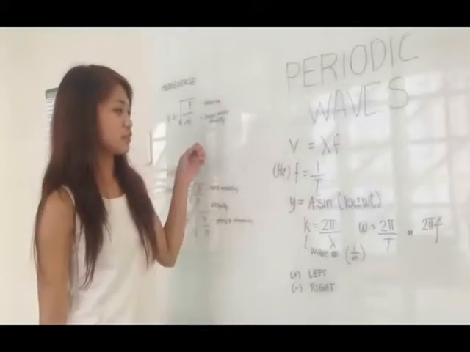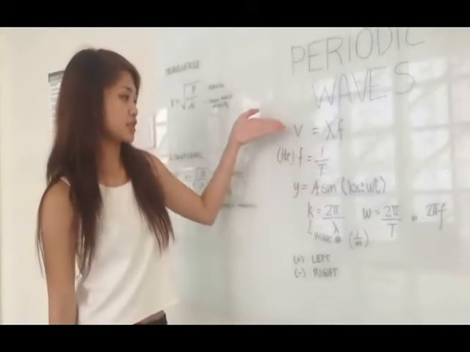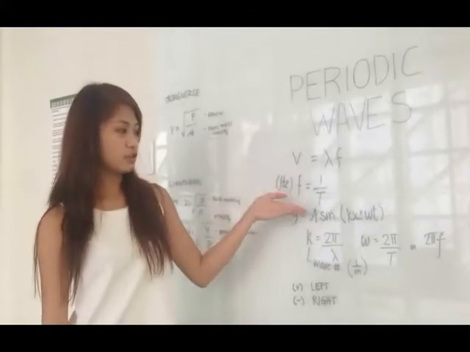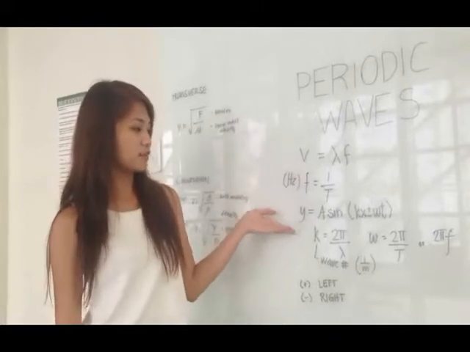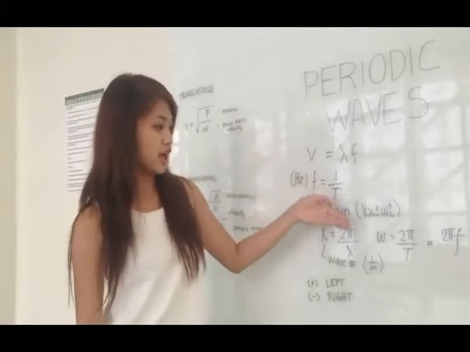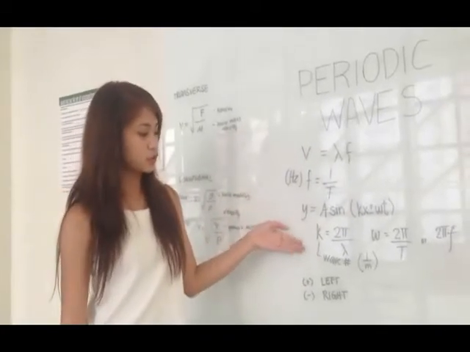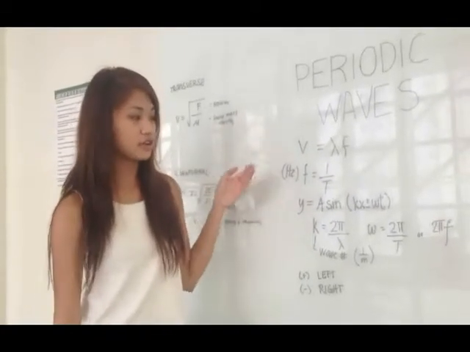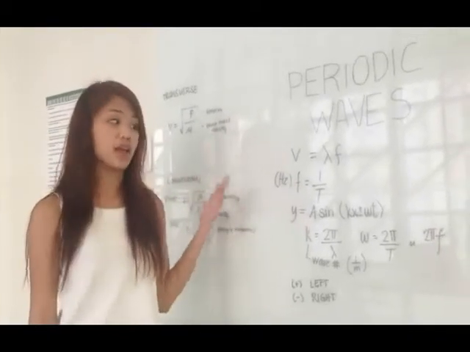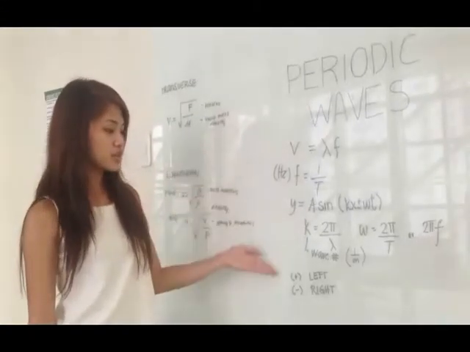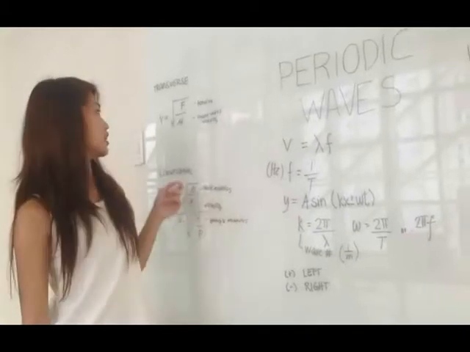These are the equations for waves. V, the speed, is equal to wavelength times frequency. Frequency is equal to 1 over period, with the unit of hertz. Another equation is y equals amplitude times sine of (wave number times x plus or minus angular frequency times time). Wave number is equal to 2 pi over wavelength. Angular frequency is equal to 2 pi over period, or 2 pi times frequency. If the wave is going to the left, the sign is positive. If the wave is going to the right, the sign is negative.